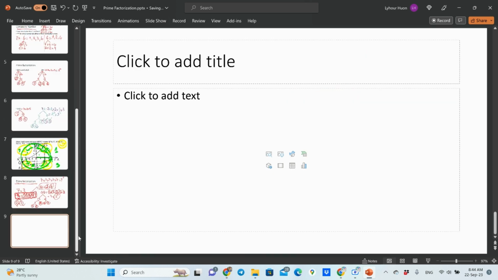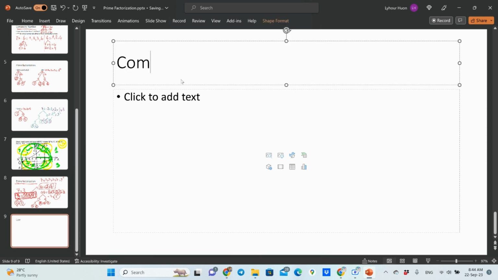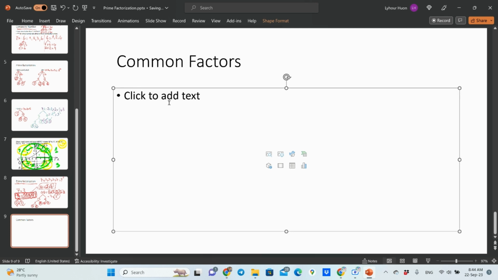Okay, so we continue. We are going to common factors. Now we have the common factor.